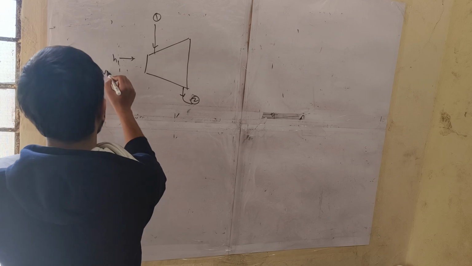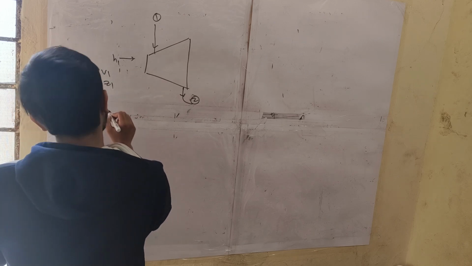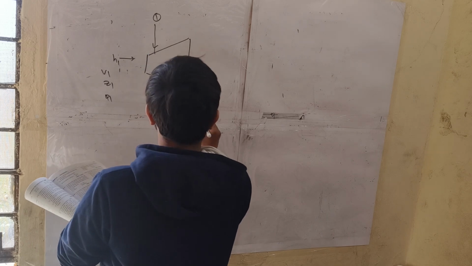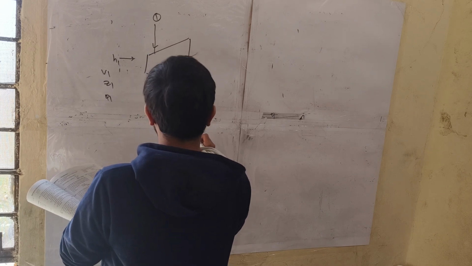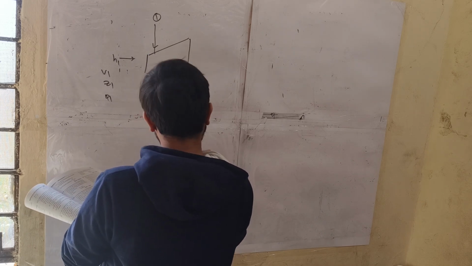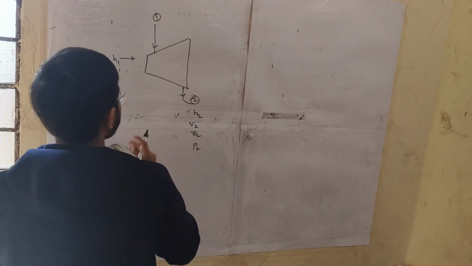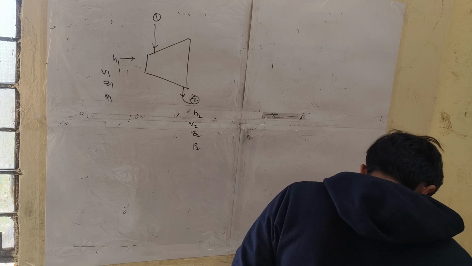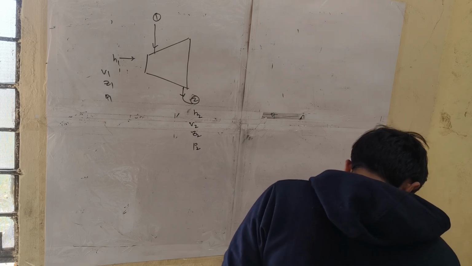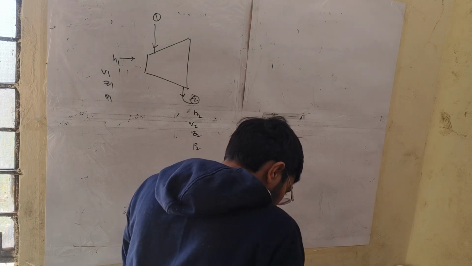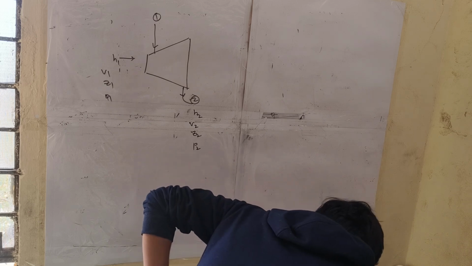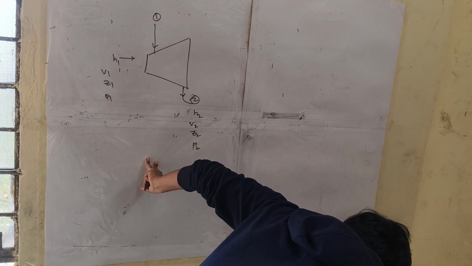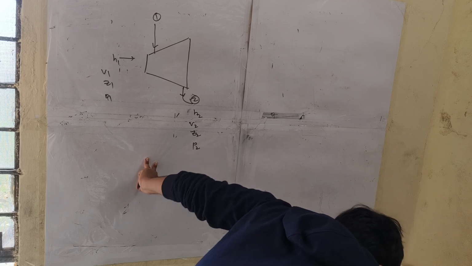H1, V1, Z1, P1, H2, V2, Z2 and P2. It is given. Okay. What do I have to find? Basically, in these questions, we have to find the specific work of the pump, because of the Rankine cycle.